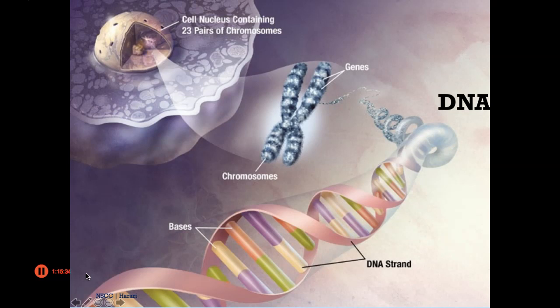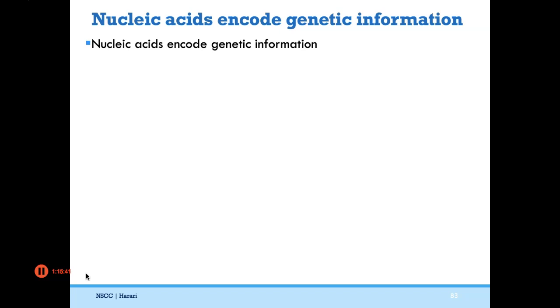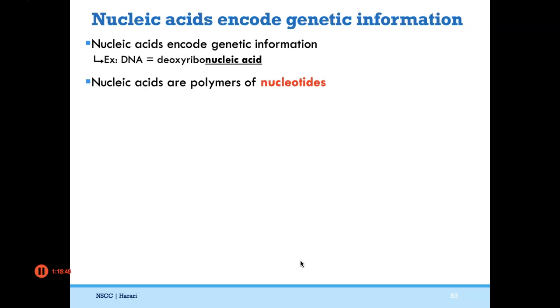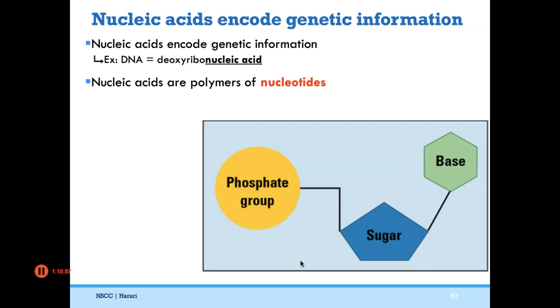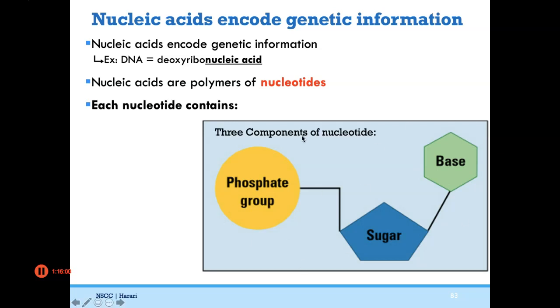And DNA is made up of bases called nucleotides. So nucleic acids encode genetic information, just like DNA is deoxyribonucleic acid. And nucleic acids are polymers of nucleotides. So a nucleotide is one of the building blocks of a nucleic acid. Here's an example of a nucleotide. It has three components. Every nucleotide has a phosphate group, which is a functional group. Every nucleotide has a nitrogenous base, which is a special molecule that contains nitrogen. And every nucleotide contains a sugar. So every nucleotide has a phosphate, a base, and a sugar. And nucleotides are the monomers that make up nucleic acids.